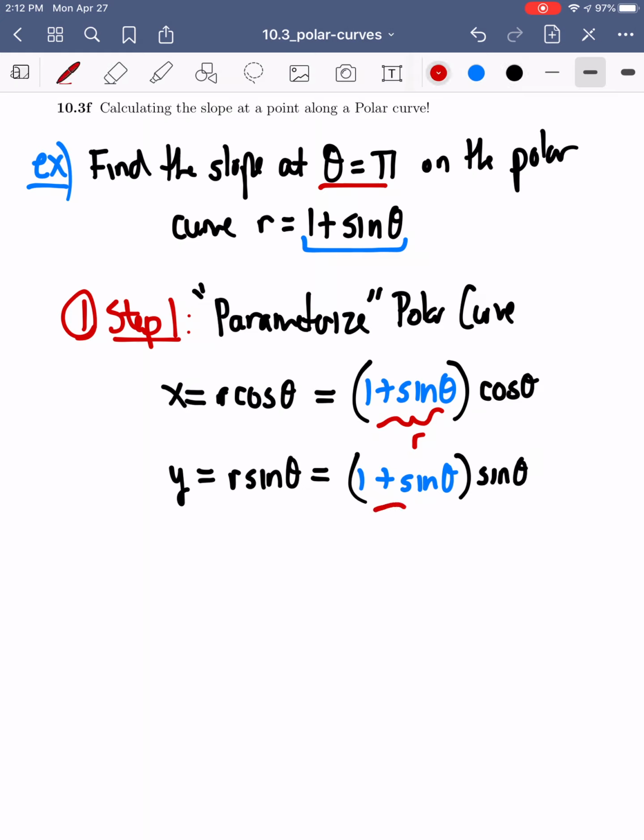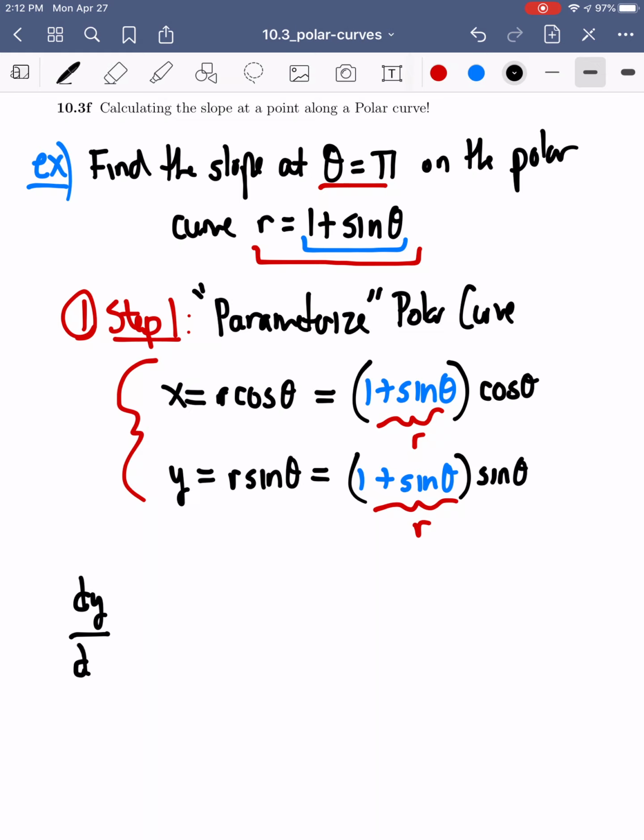Again, because that is r times sine theta. And in this problem, we are told r is equal to 1 plus sine theta. So we have our set of parametric equations now. x and y are both functions of theta, so we can go ahead and calculate the slope.